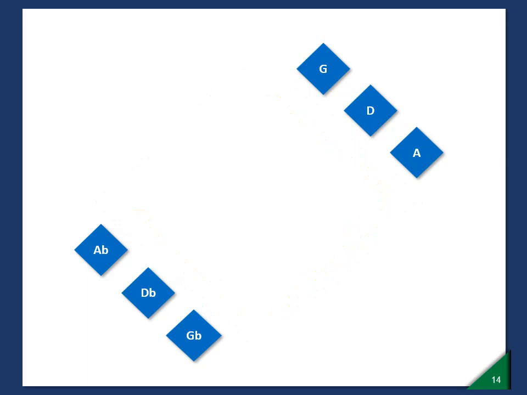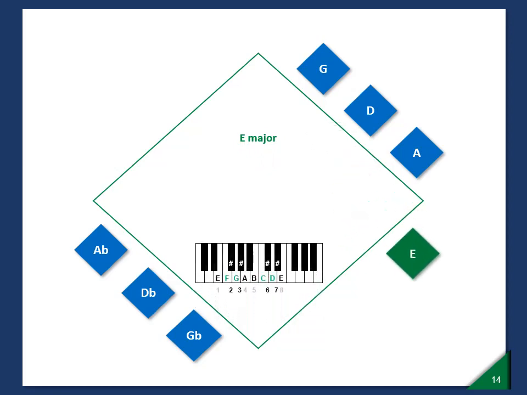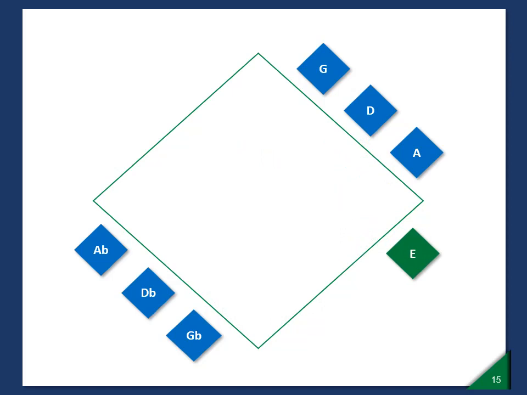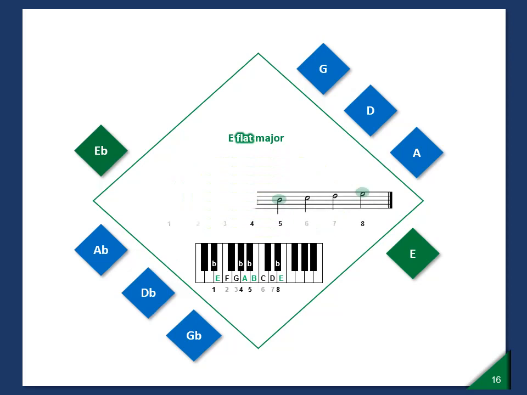Let's continue placement of major keys. We proceed with E major, its keyboard diagram and notation. E flat major appears on the opposite side, its keyboard diagram and keyboard diagram of E major to compare. Here is notation of E flat major.